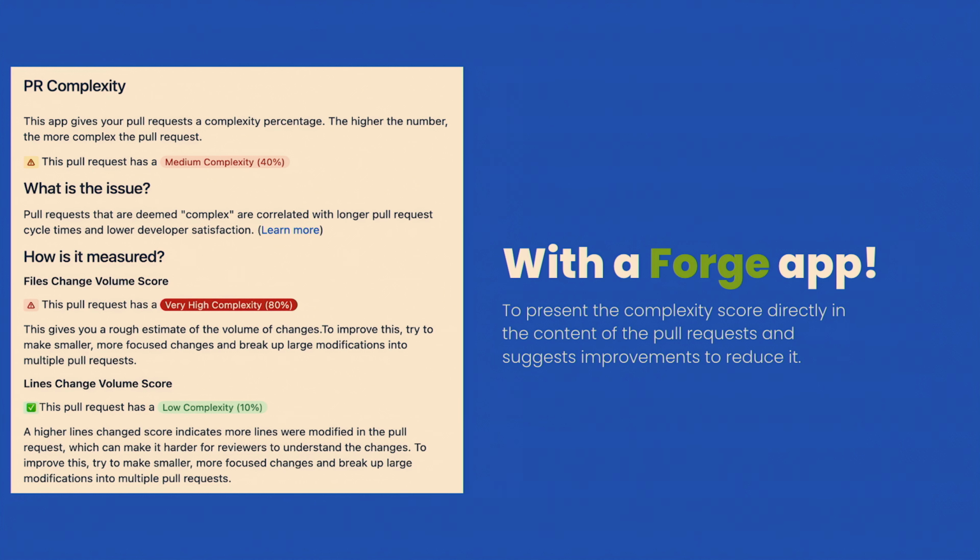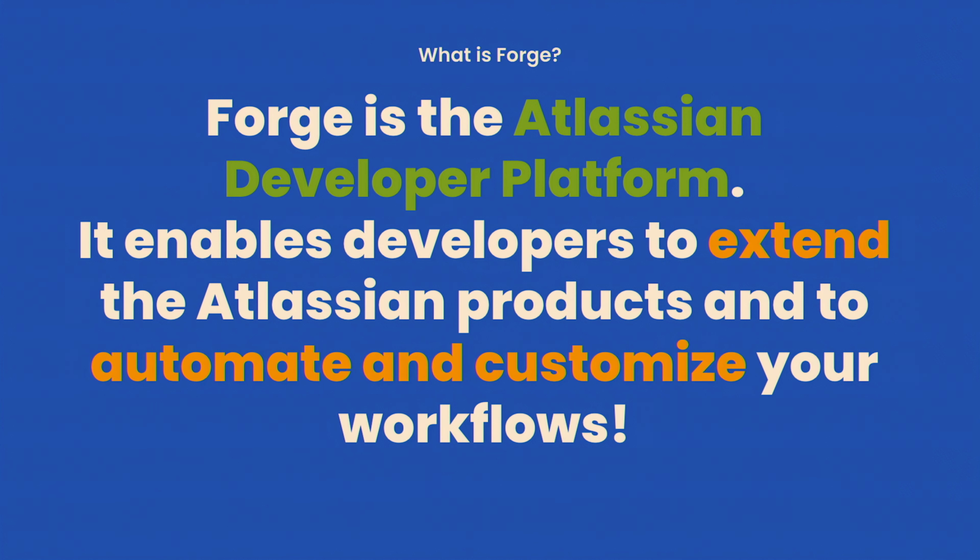With a Forge app. So what you see on the screen right now is a screenshot of the app we built. And this app shows the information about the complexity score of the pull request directly in the context of the PR. And it also has some other cool features that I'm going to share with you in just a moment. But first, you might be wondering what is Forge, as I know by talking to many developers as part of my job that many of you are still not familiar with it.